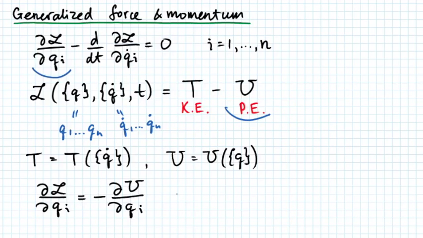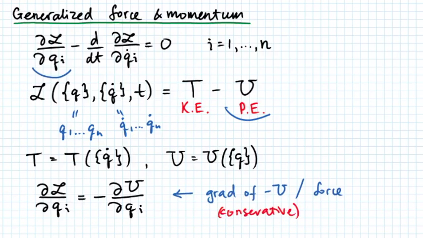Now, this partial derivative is a spatial derivative, the gradient of minus U. And we know from Newtonian mechanics that this is force. When you can write force as a gradient of a function, then you are dealing with conservative forces. Therefore, we can interpret this term as a generalized force.